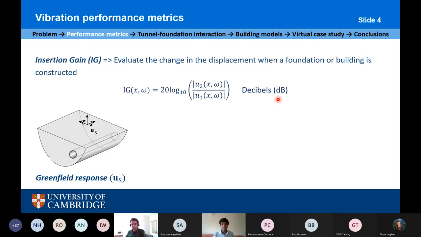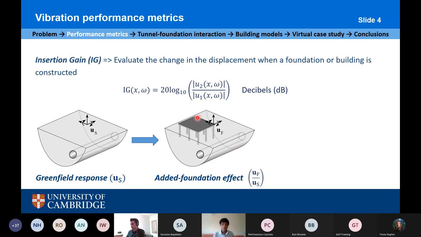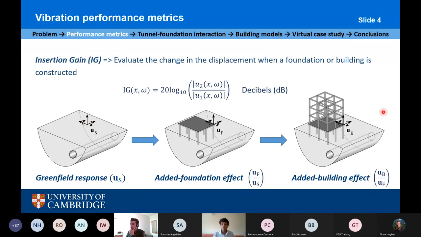And then the particular differences that we want to account for: the greenfield response is the response that we measure at the top of the ground when we just have the tunnel, without any other nearby structures, which is represented by US. And then we have the added foundation effect, which is when we add in the foundation, and now we have a difference between the displacement at the top of the foundation and the displacement in the greenfield response. And then we get another effect where we add in the building, and this again modifies the displacement that we measure at the base of the building. And what I'll mainly be focusing on is the added foundation effect, which is how the foundation modifies the response when you don't consider the foundation in the soil itself.